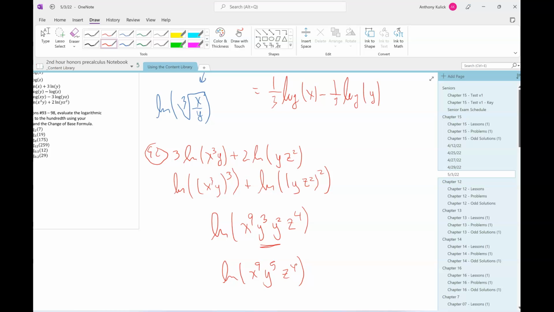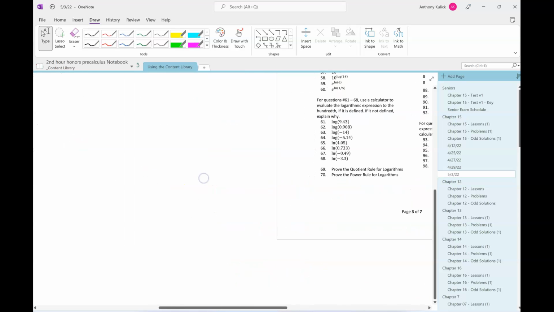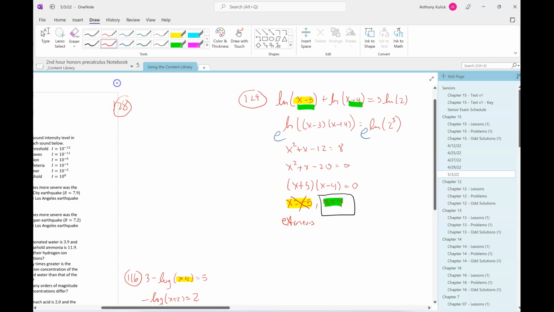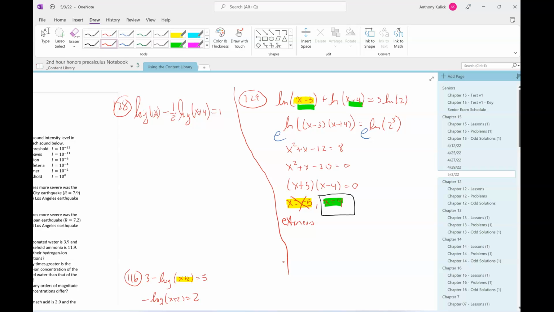Blake. Number 128, please. 128. Sure. Let's see, we have log x minus 1/2 log x plus 4 equals 1. All right. First thing you want to do here, Blake. What do you think? First thing, I did the power property. Good. Then the quotient. Yeah.